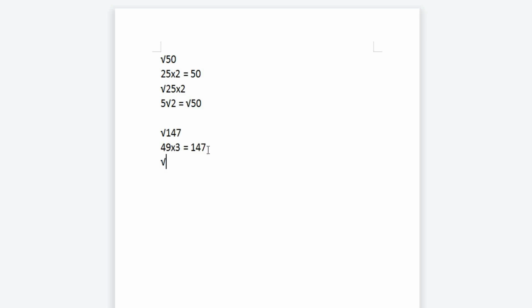So, it will look like this. Square root of 49 times 3. As I said, we should use at least one perfect square, and 49 is perfect, so that's what we're gonna use. Now we can simplify it because 49 is a perfect square. What is the square root of 49? Square root of 49 is 7, so we can take it out, and the number 3 will remain because that's not a perfect square. 7 square root of 3 is equals to square root of 147.